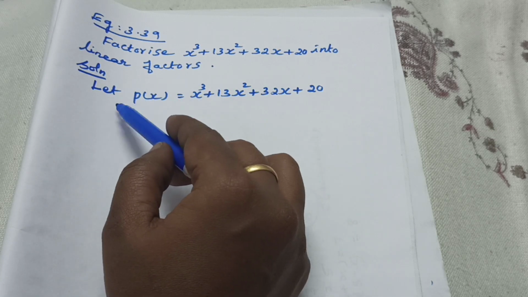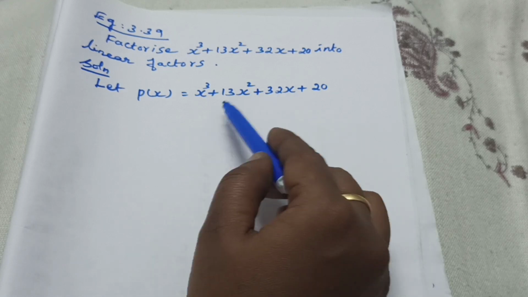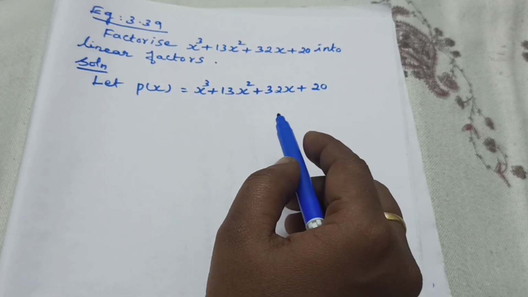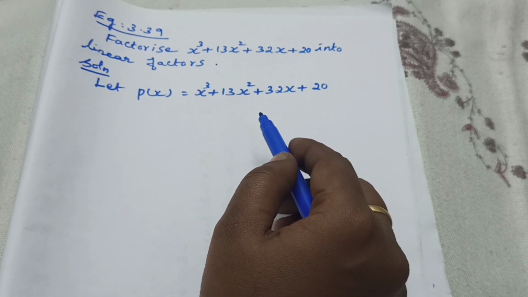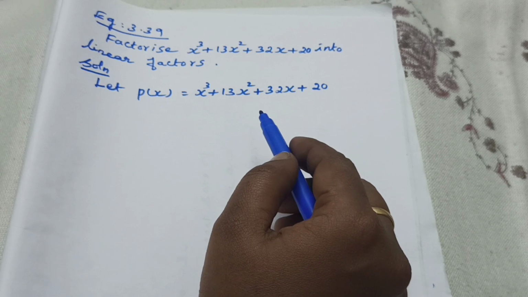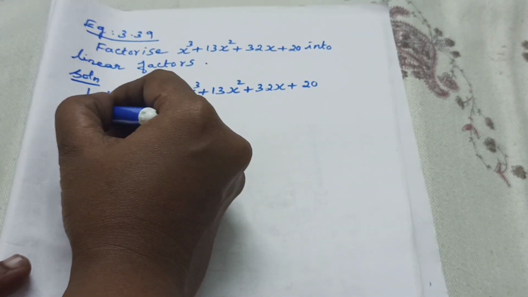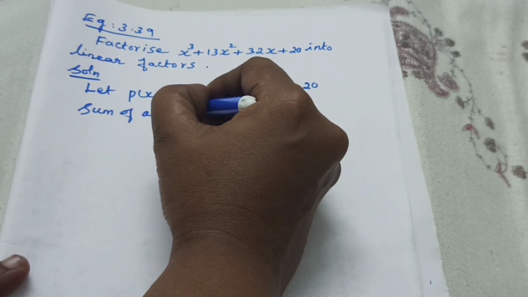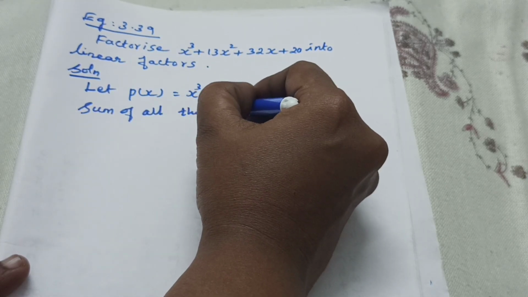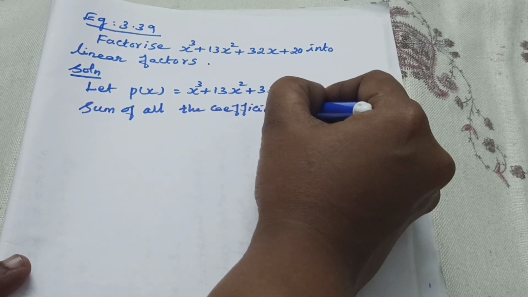Then let p of x be what is given. You should take that. First we have to check, so we can find the first factor. How can we find it? Now, we learned two conditions, isn't it? First, we have to check the sum of all the quotients. The sum of all the quotients is equal to what?